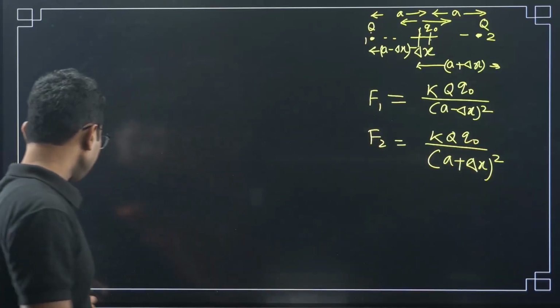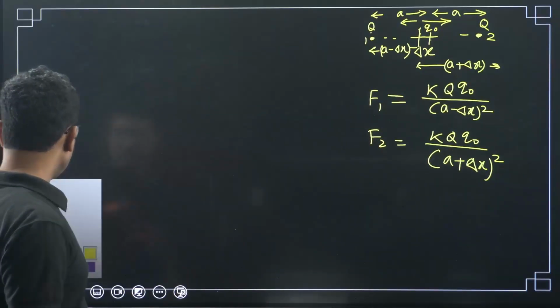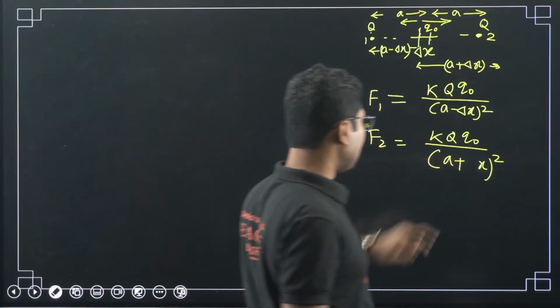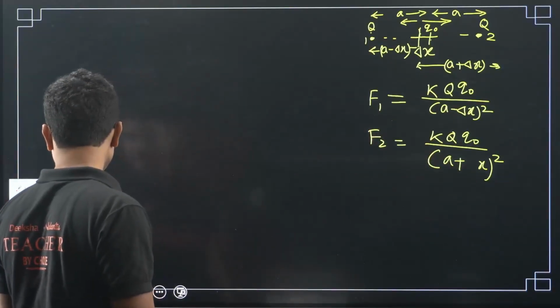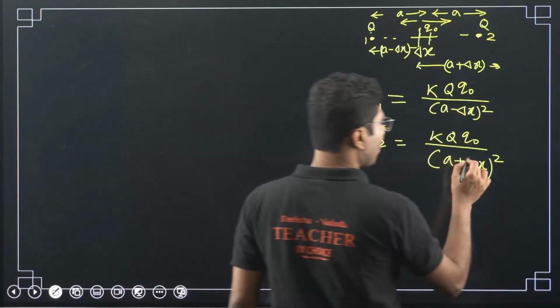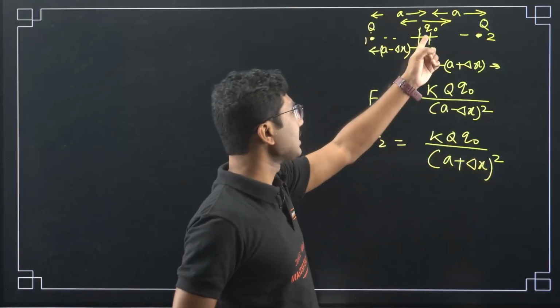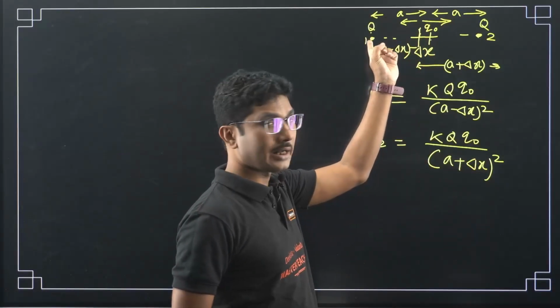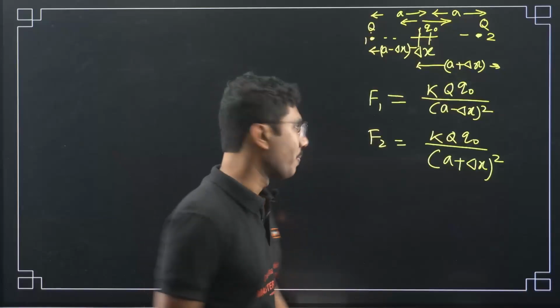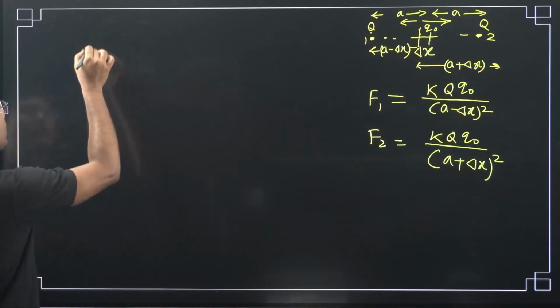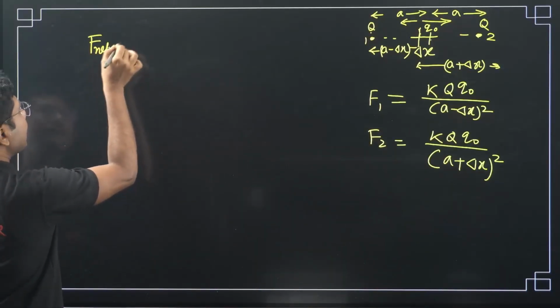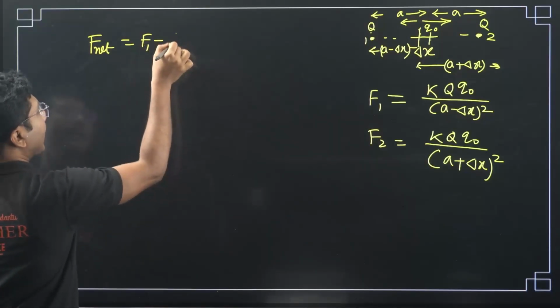Okay, this is the basic formula. Now as I said, force F1 is bigger, force F2 is smaller. Why? Because the charge is now closer to 1 than it is to 2. So what is the net force? So net force is basically F1 minus F2.